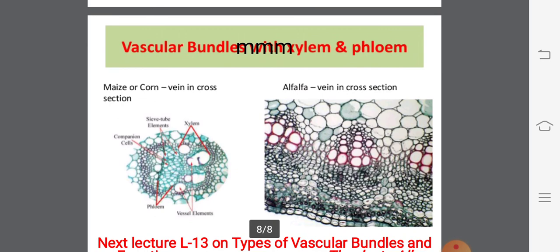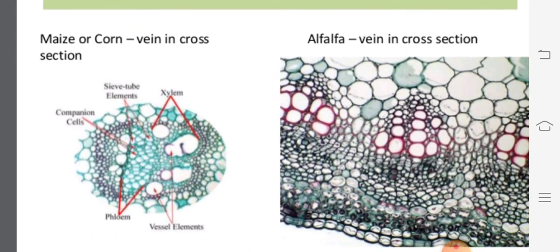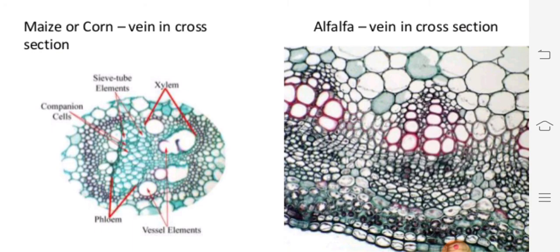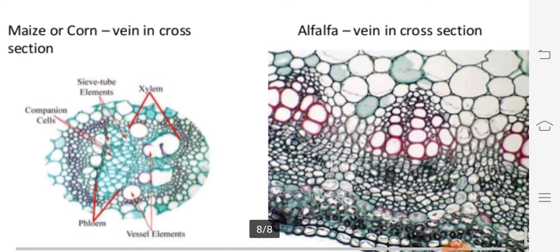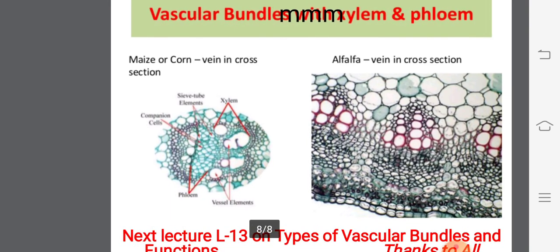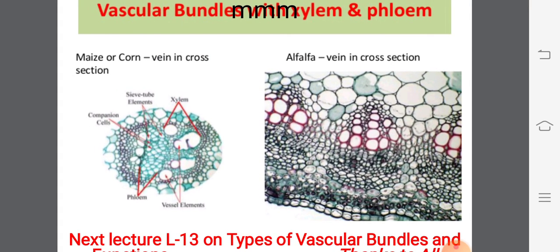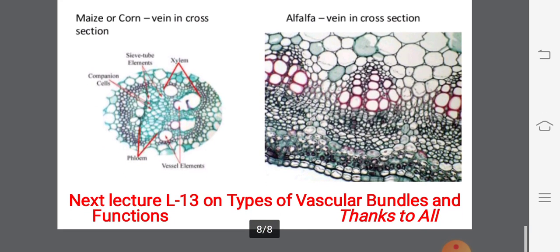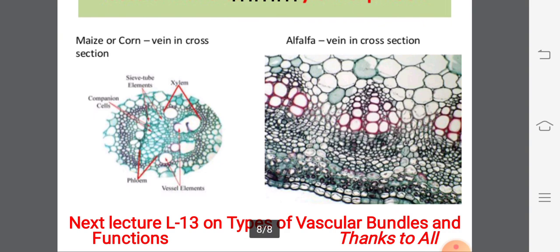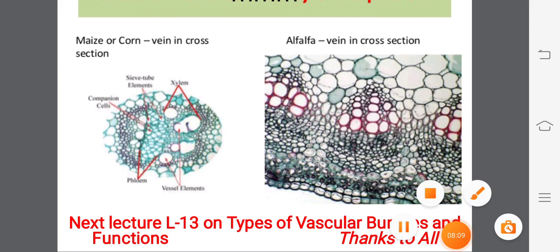Then the vascular bundles showing the xylem and the phloem. In maize, generally the vascular bundle is with a bundle sheath, and the vessel elements, the xylem elements, are larger. In some plants, it shows a certain type of vascular bundle. In the next point we will observe the types of vascular bundles. Okay, so this is our today's lecture. In the next lecture we will see the types of vascular bundles and their functions. Okay, so thanks to all, good day.